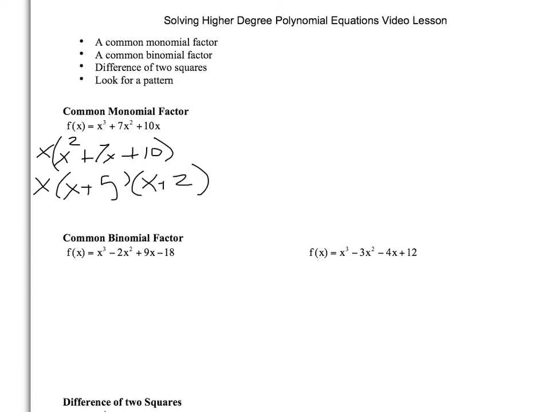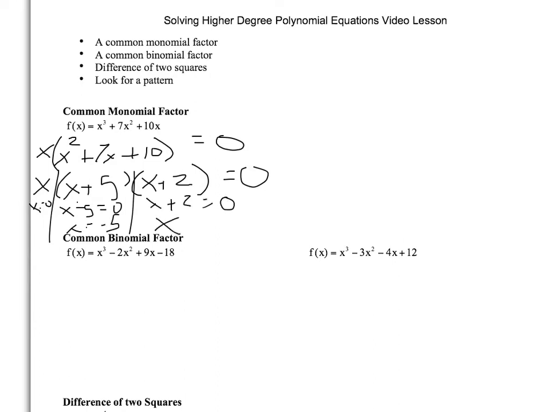When it does say solve, I know these ones don't, but when it says solve, technically you should set it equal to 0. And then once you set it equal to 0, you set all your factors equal to 0. So x equals 0. X plus 5 equals 0, so x equals negative 5. And x plus 2 equals 0, so x equals negative 2. And that's it. Now take a look at the next ones.